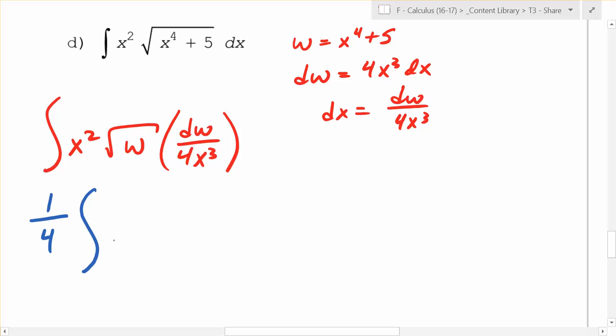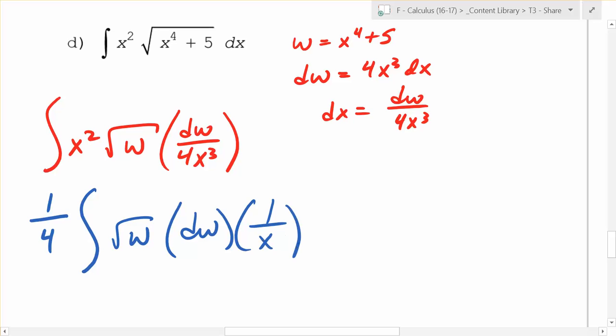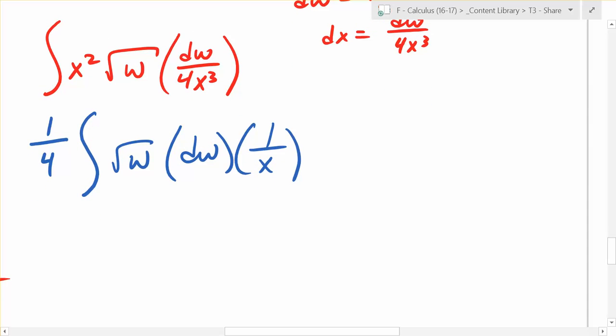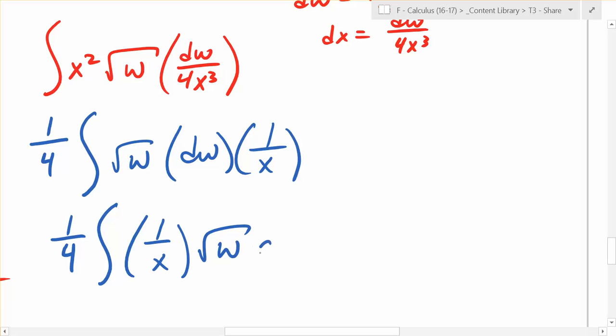You're left with, and then times what? So the 4 got pulled out, so what's left? So you have dw and then 1 over what? 1 over x. So this is exactly what I was trying to tell you about here. This is exactly what I was trying to tell you about. So if I rearrange this to make it a little prettier, and again, it's subjective, you end up with 1 over x times the square root of w dw.